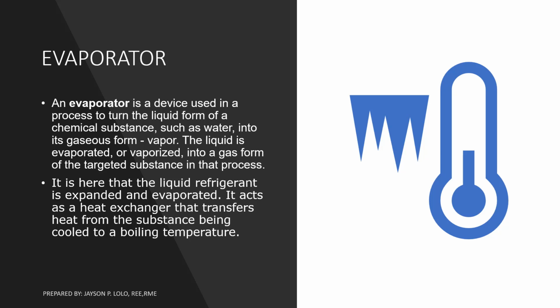This is the first component, the evaporator. An evaporator is a device used in a process to turn the liquid form of a chemical substance, such as water, into its gaseous form, vapor. So the liquid is evaporated or vaporized into a gas form of the targeted substance. The evaporator is an important component together with other major components in a refrigeration system, such as the compressor, condenser, and expansion device. The reason for refrigeration is to remove heat from air, water, or other substances.